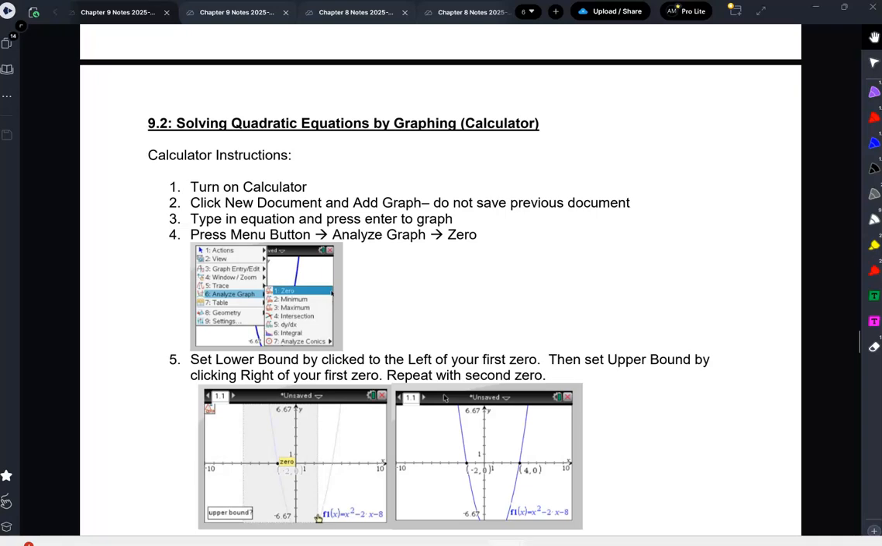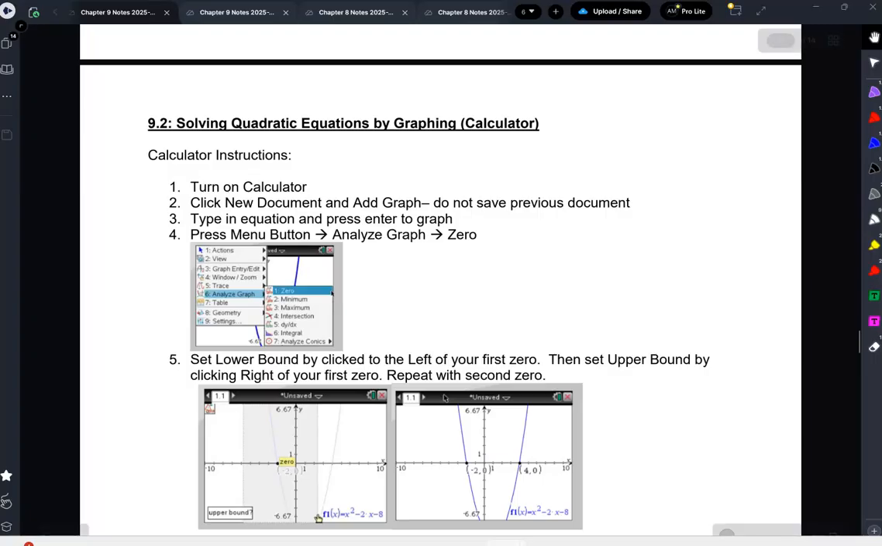Right. So to solve quadratic equations, we can do this on the calculator. And the concept of solving a quadratic equation means finding the zeros of the function. In other words, finding the x-intercepts of it, right?